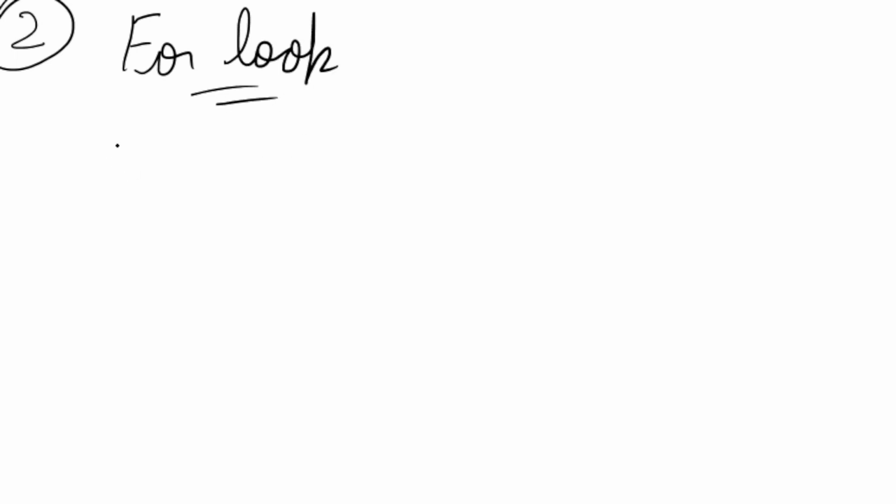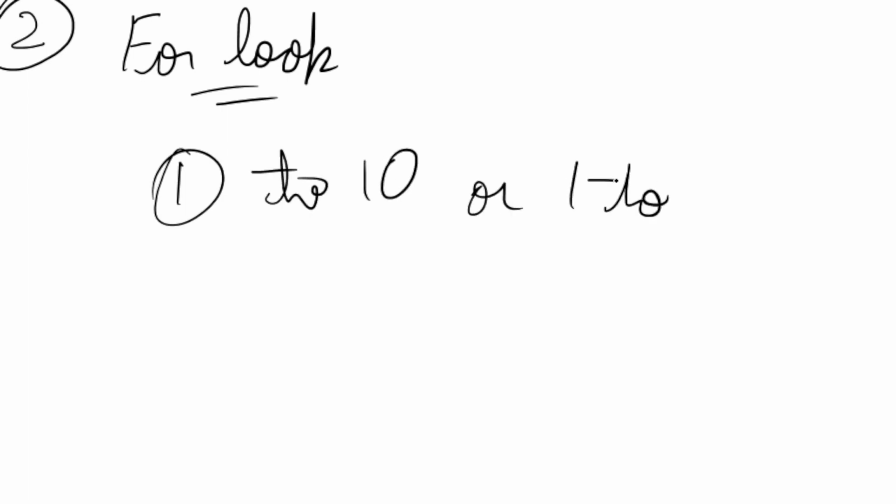Okay, so let's move on to the second one, which is our for loop. So for loop is nothing but your code will execute a specified number of times that you provide. If you want your code to run from 1 to 10, or 1 to 20, how many times you want, you can provide and the loop will be executed.